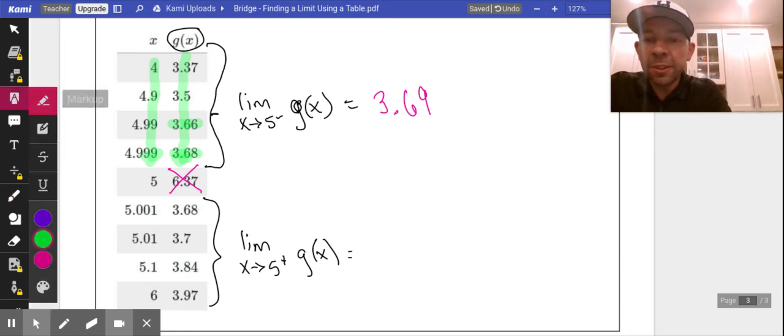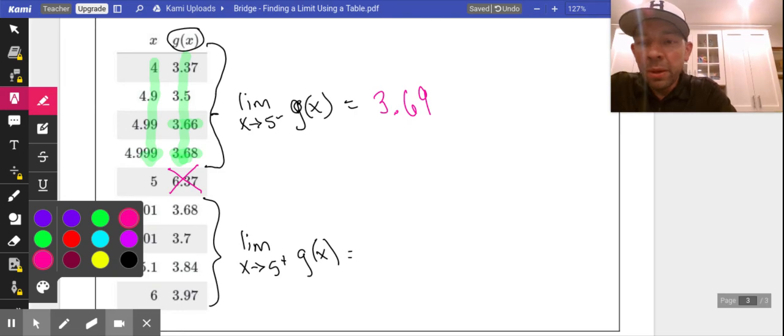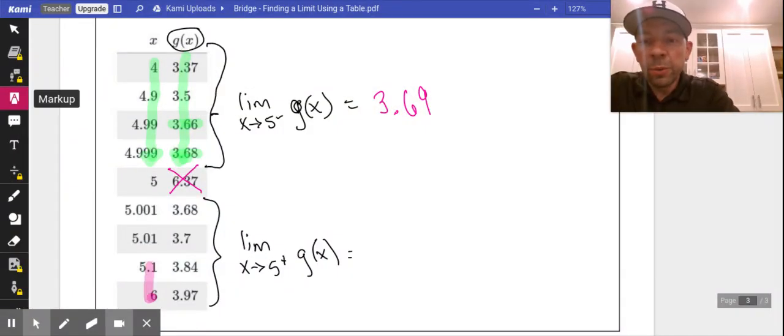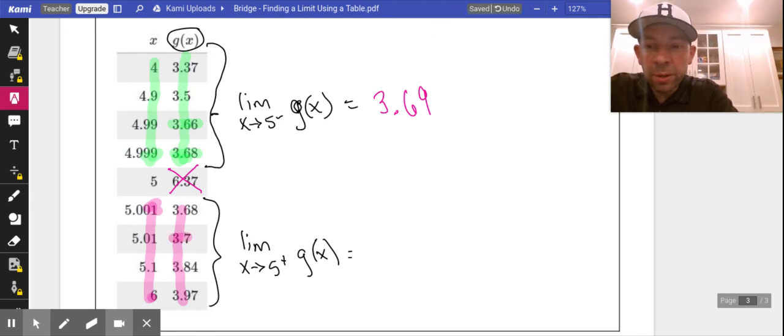Now, on the other side, as we approach 5 from the right, we're going to inch our way in. So we're starting here. We're going closer and closer to 5. Meanwhile, the outputs are getting closer and closer again. Look at that last jump. It went from 3.7 and it only jumped down to 3.68. Again, it was a very small jump. And usually the jumps get smaller as you go.